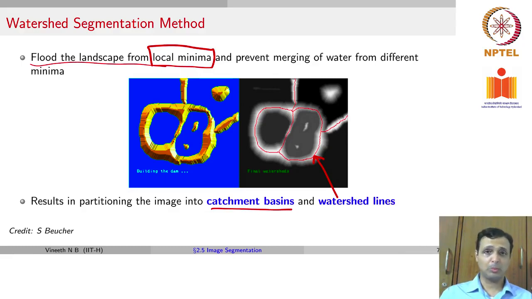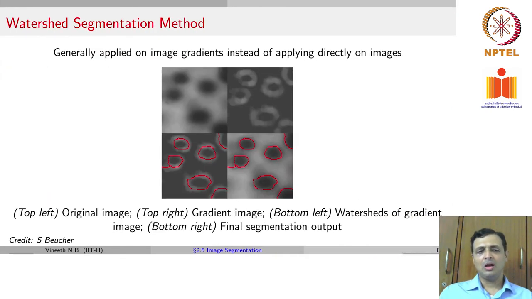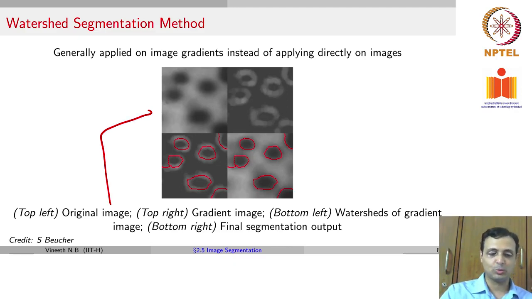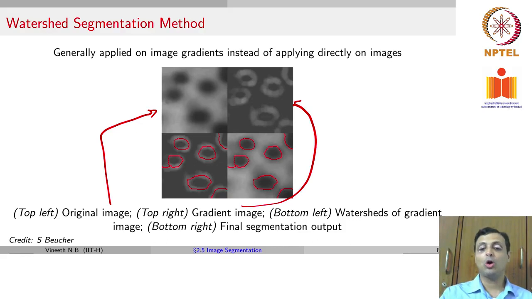Remember, this method was proposed in the late 70s and it was used for many years to segment images into various parts. It was generally applied on image gradients rather than the image itself. Just to give you a visual example, the original image is this one. We ideally want to group the pixels. So you first take a gradient image. Now you know how to take a gradient image: you run an edge filter on the original image.